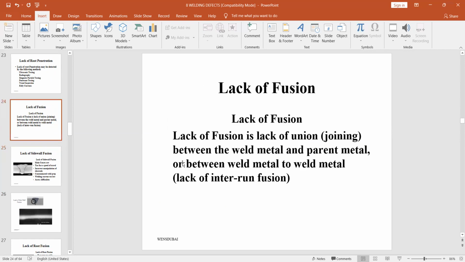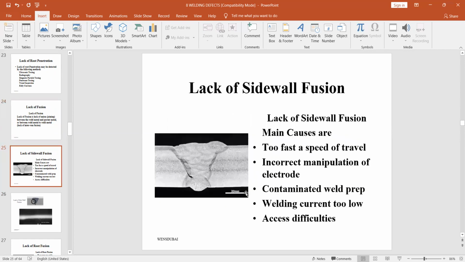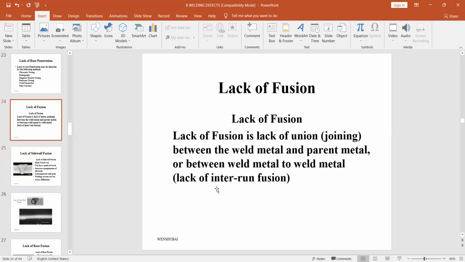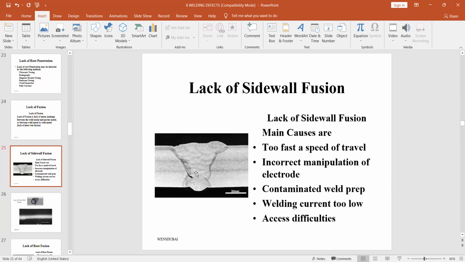And what was the other? So inter-run fusion, lack of inter-run fusion. That means if suppose you completed this root run and this is the second run, this is the second and this is the first. If suppose the junction, the boundary between first and second run is not fused together, that is known as lack of inter-run fusion. Generally, this weld we are not completing in one run. We are doing this first run, second run, third run, fourth run, like this.